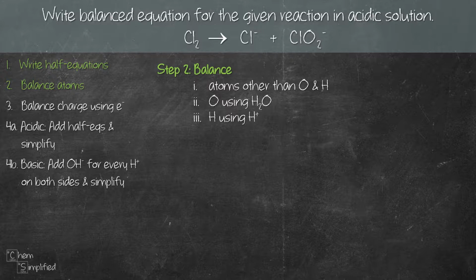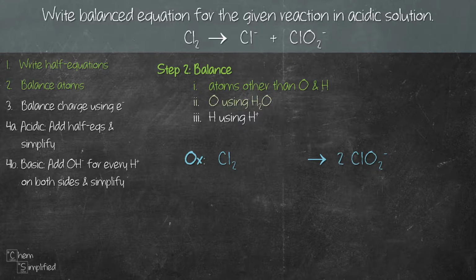So we start with our oxidation equation. We need to balance all atoms except for oxygen and hydrogen. So we have 2 chlorine on the left and 1 chlorine on the right. So we're going to have to add a 2 in front of ClO2 minus.